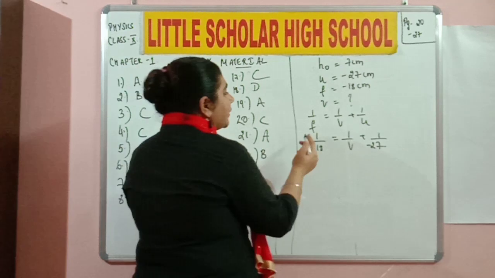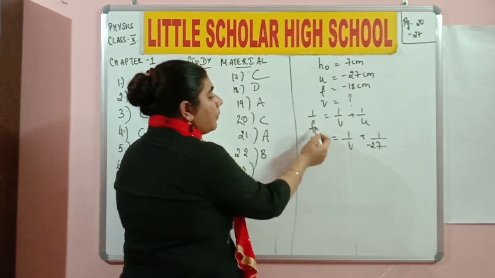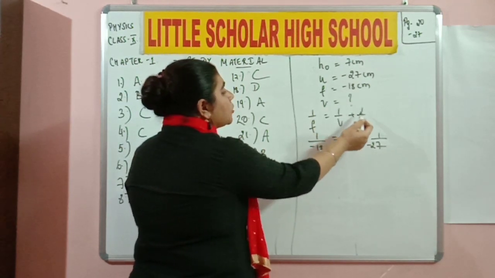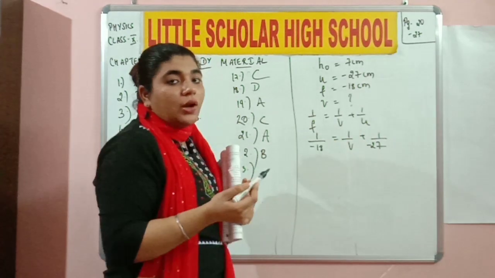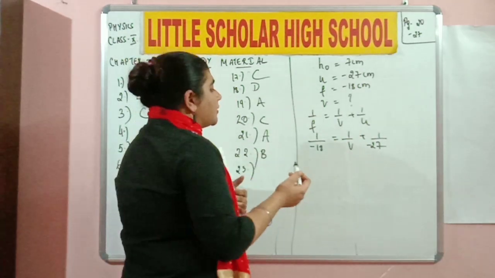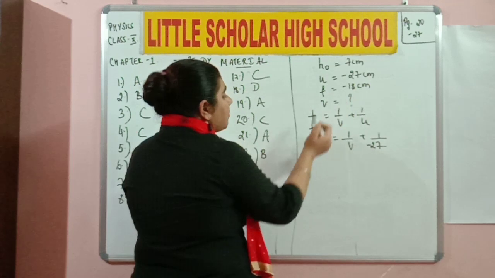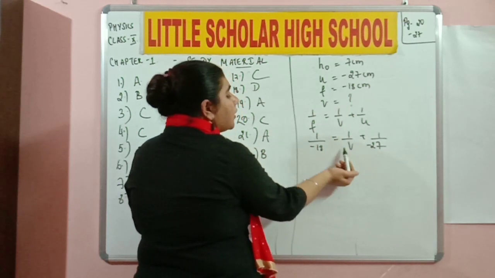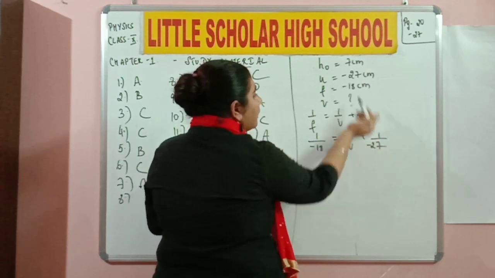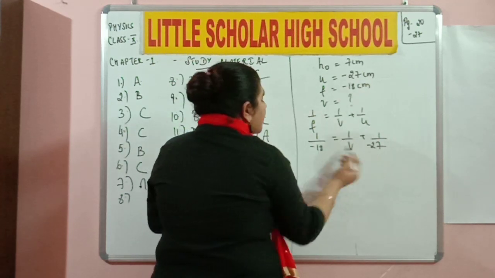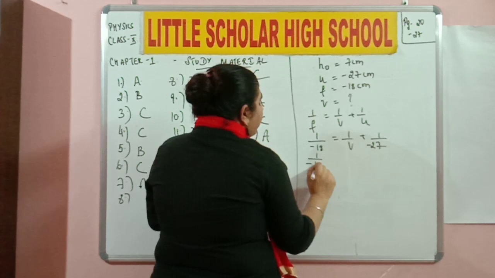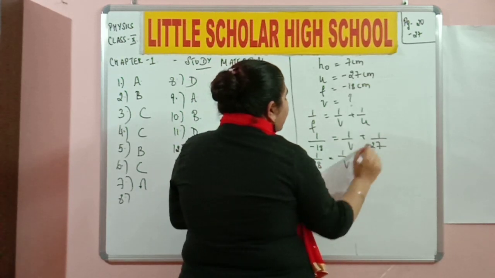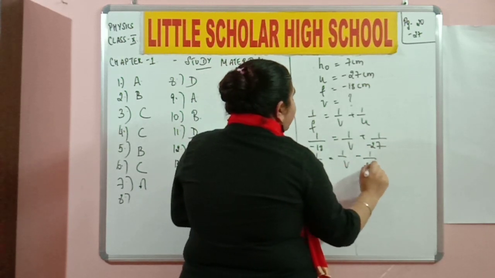So this was what I was telling you. I'm going to use the mirror formula, 1 by f is equal to 1 by v plus 1 by u. What do I need to find out? I need to find out the image distance. So the focal length is given as minus 18 centimeters. The image distance, of course, you are going to write it as v again. The object distance is given as minus 27 centimeters. So the next step, 1 by minus 18 is equal to 1 by v minus 1 by 27.